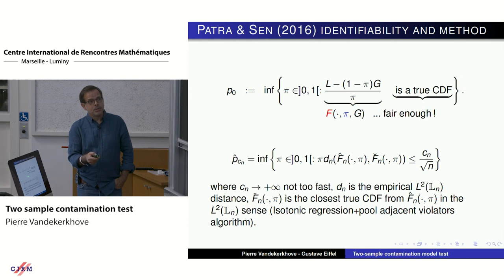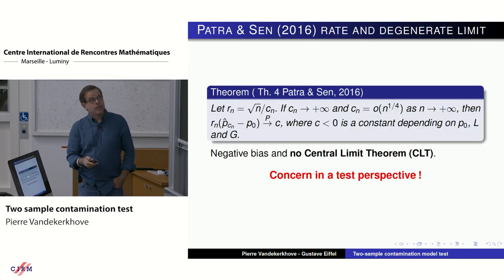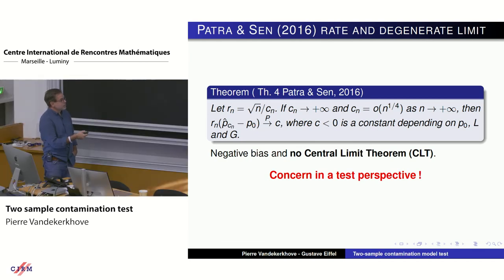You consider c_n of a square root of n, a term going to zero, basically, and you define all the pi such that the distance between the inverse CDF and its closest regularized version is not too far. So if it's not too far, pi is acceptable, and you take the infimum of this pi. Okay, and they prove that their method is consistent in probability, but they don't have any central limit theorem, and the method is basically negatively biased.